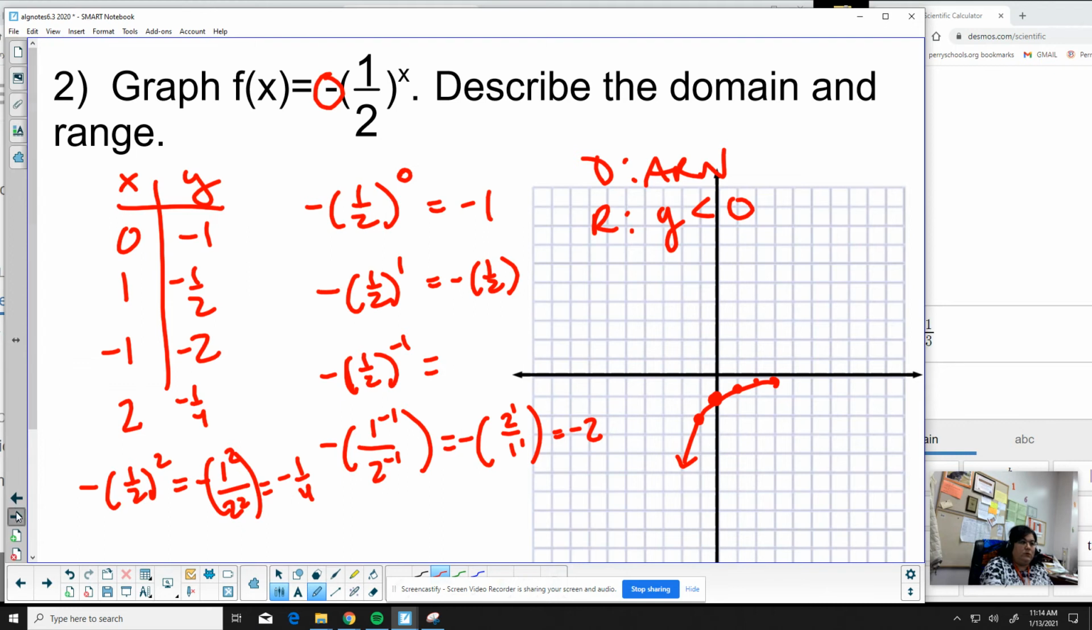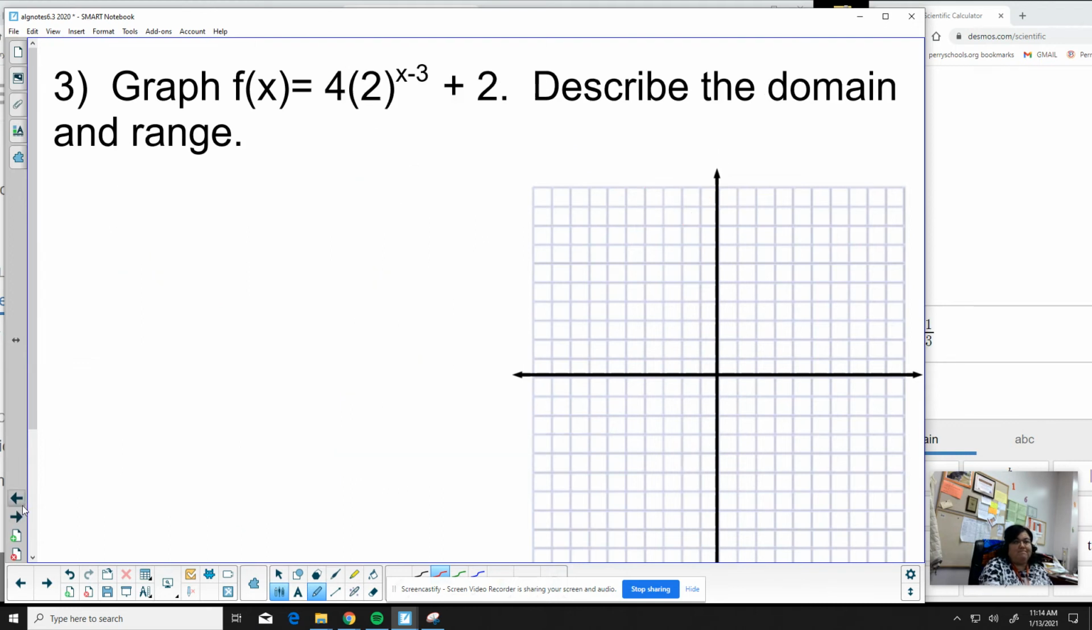We're going to do one more graph and then we're going to be done. All right, so this is a tricky one because it's x minus 3 up here. So we're going to have to play with it to get it to give us numbers that will fit on the graph. So we could try 0. Let's try 0. I always start there, and if it doesn't work, I nix it.